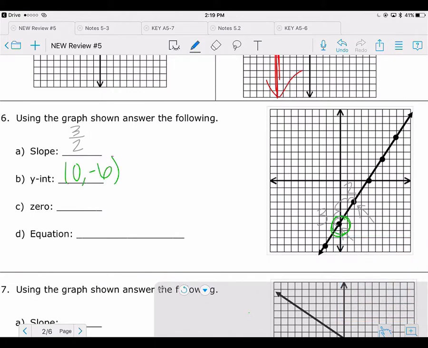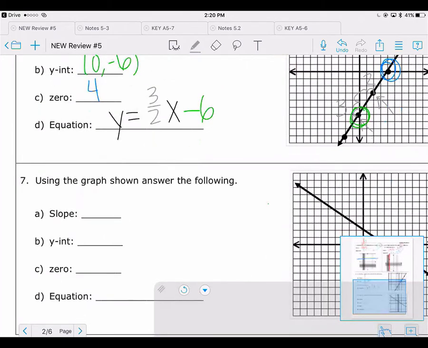Zero means where it crosses the x, and the word zero tells us they just want a number, not a point, so it crosses at 4. And then when I put my equation together, remember we do not need the zero, we just need the slope and the y-intercept, as well as an x and a y. So y equals 3/2 x minus 6. I double check my slope is positive, my line is increasing, so I'm good to move on to the next one.